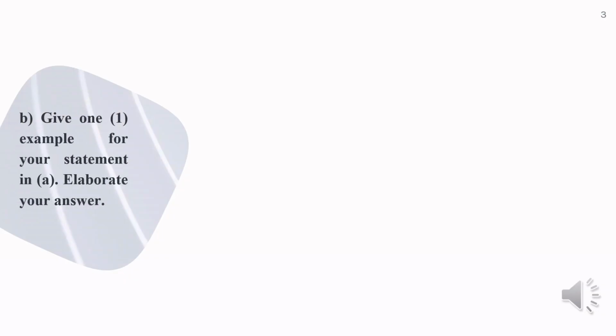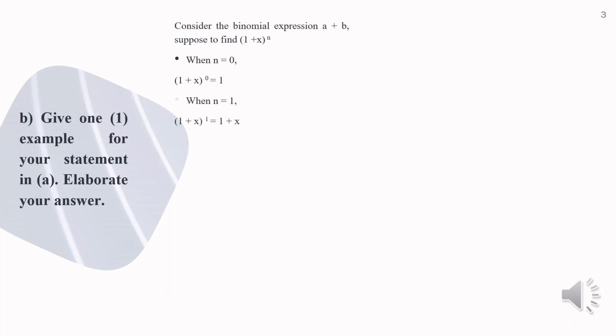Question B. Give one example for your statement in A. Elaborate your answer. Consider the binomial expression a plus b, supposing we want to find (1 plus x) to the power of n. When n is 0, (1 plus x) to the power of 0 equals 1. When n is 1, (1 plus x) to the power of 1 equals 1 plus x. When n is 2, (1 plus x) squared equals 1 plus 2x plus x squared.